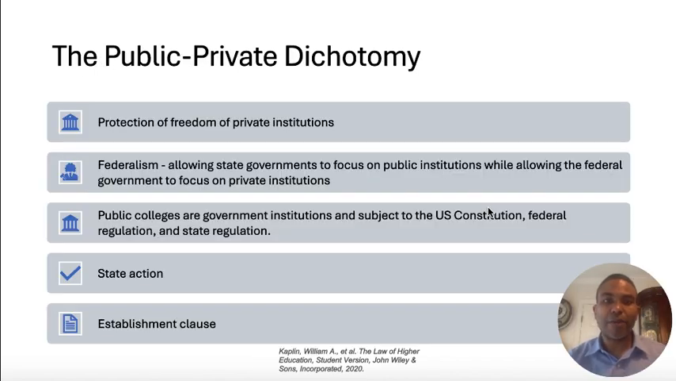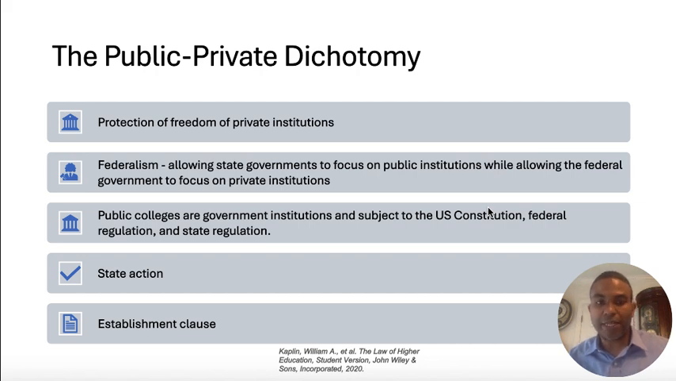Okay, so dealing with the public-private dichotomy, because there's public institutions and private institutions, and they're different. So there's typically been a view of freedom of private institutions to do what they want to do because, again, they're not government institutions. There's been a view of what we call federalism, where the states focus on the public institutions. The federal government tends to, from a court standpoint, focus on the private institutions. And because the public colleges are considered government institutions, they are going to be subject to both the U.S. Constitution, federal regulation, as well as state regulation and the state constitution.